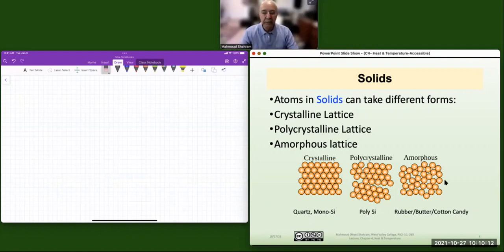And then you move on to amorphous solids. In amorphous solids the molecules are bonded together in a random way, and they're easier to move around or bend. So when you have a piece of rubber, you know that you can bend it, and that's a form of amorphous solid, but it still is a solid. Butter or cotton candy are other examples. But you can move them around, you can reshape them.